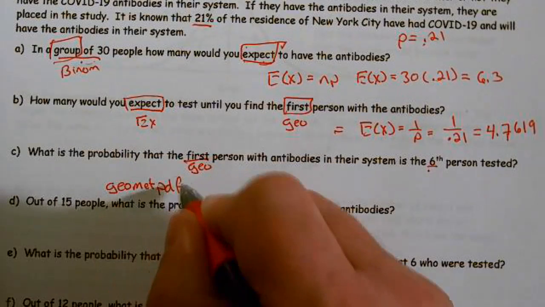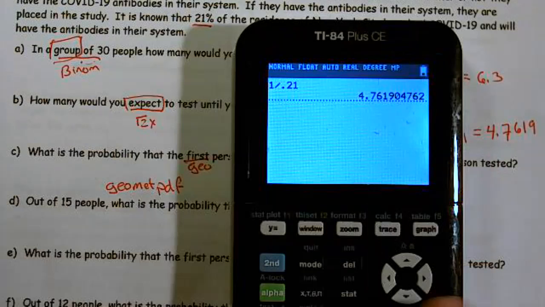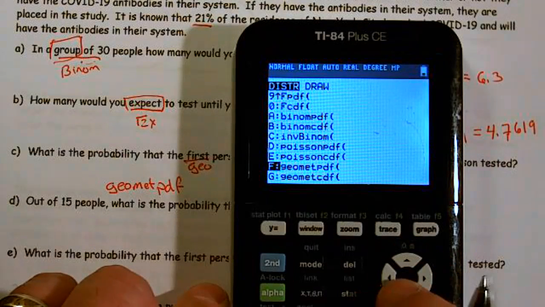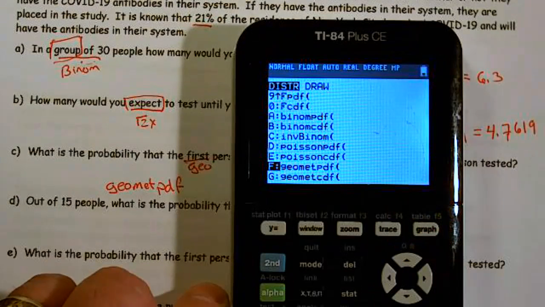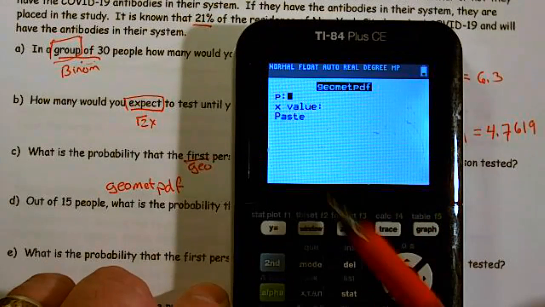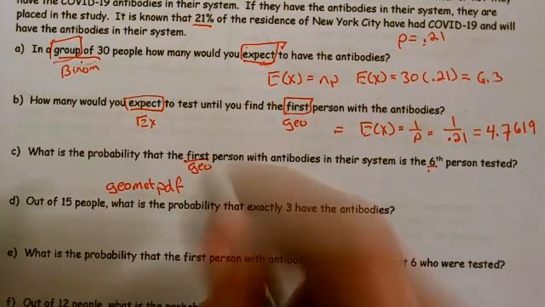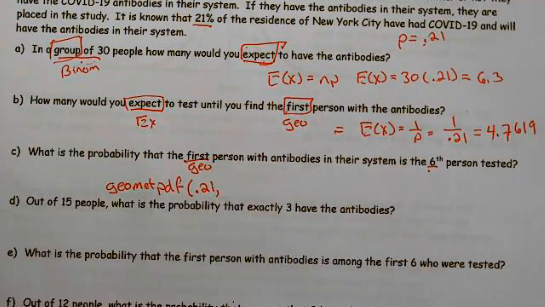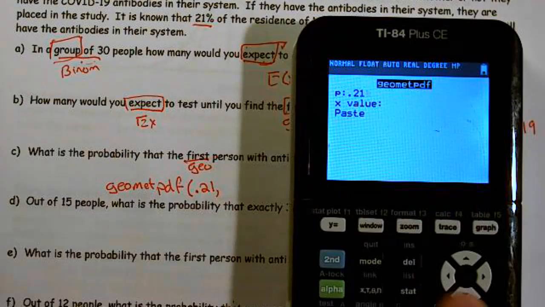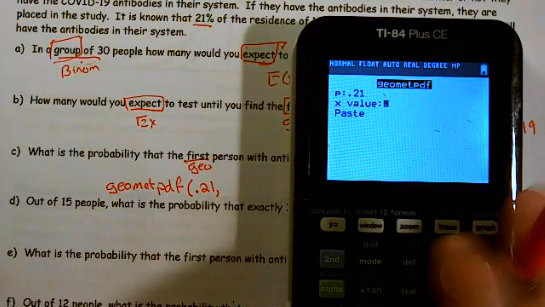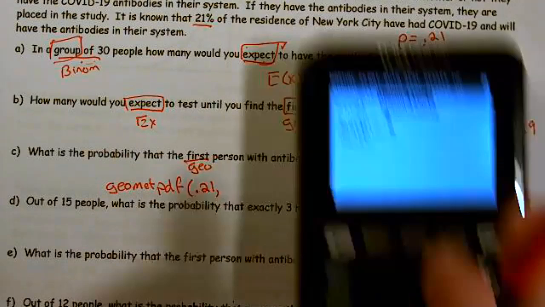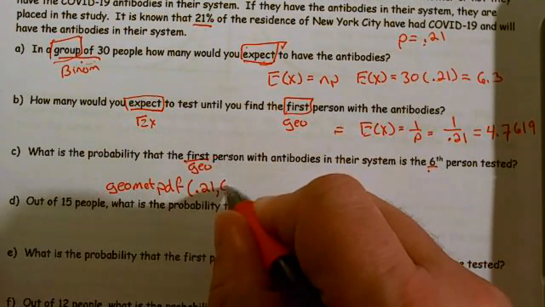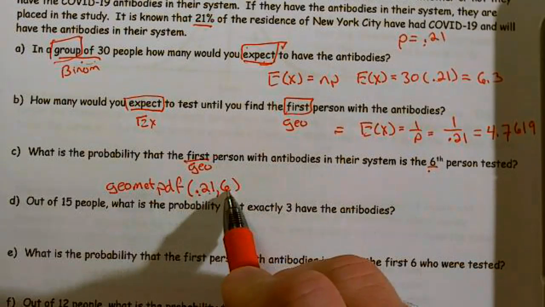PDF. All right, so I'm going to go to the calculator, and I go second vars, and I scroll and I see geometric PDF. And press enter, and it goes, oh, the first thing I need is my probability. All right, well, we know that the probability is 0.21, so 0.21, and the x value. Well, in this case, our x value is 6. So for my work shown, I need to see 0.21 and 6.